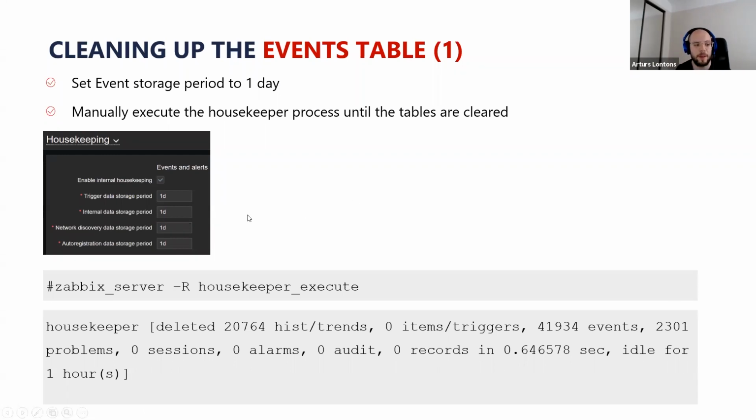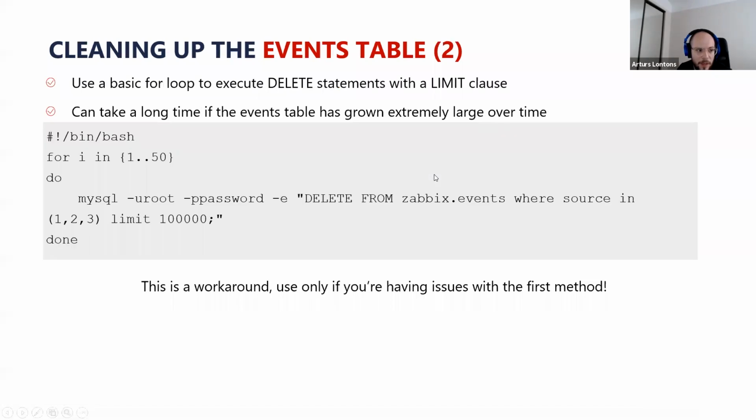So over here, I have the command zabbix_server -R housekeeper_execute. This will clean up your events alongside any other old junk that you have. Run it a couple of times, but on some really large instances, this could not be sufficient. So we need to find some hacky workarounds. So how to do that?